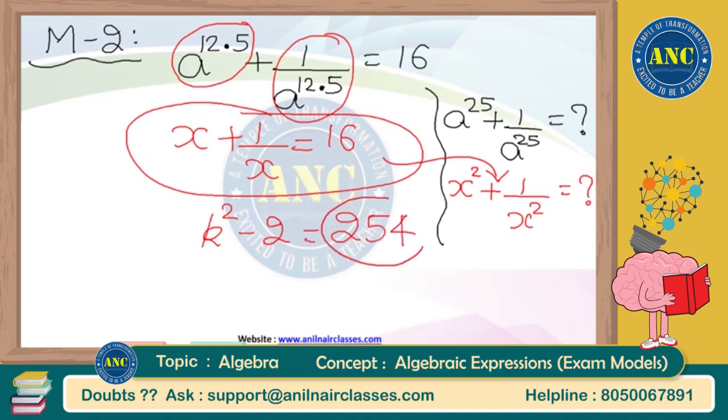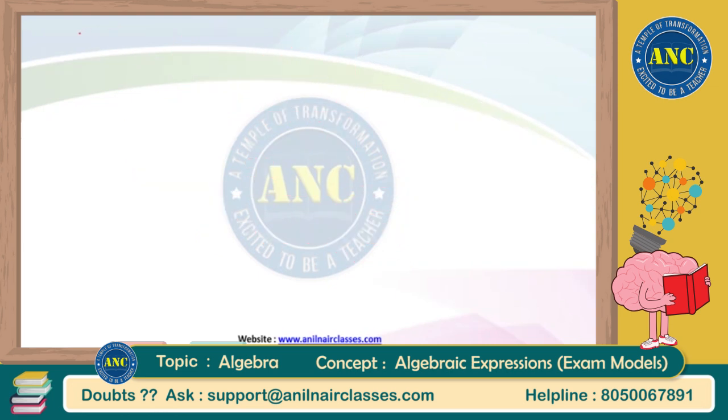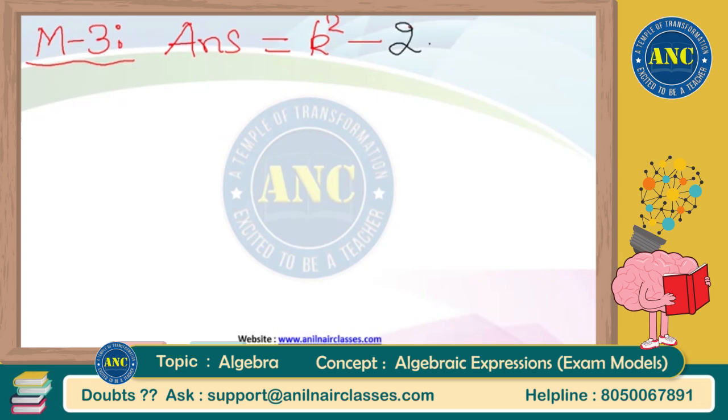Don't get confused just by looking at the powers. What they give you, they will only give you to confuse you, but you should not get confused if you have practiced good enough. Now, method 3. Think logically. We know that whenever the power is getting doubled, my answer will be equal to k square minus 2. Sorry, not plus, it should be k square minus 2.